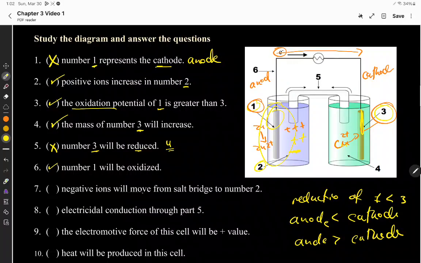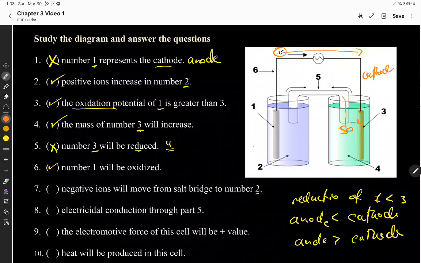Negative ions will move from the salt bridge to number 2. If we look at negative ions, like sulfate, in the cell, negative ions move to the salt bridge, and then these negative ions will move to number 2, to the anode half cell. That is correct. Electrical conduction happens through part 5. Is it true? False. We said it is electrolytic or ionic, so this should be false.